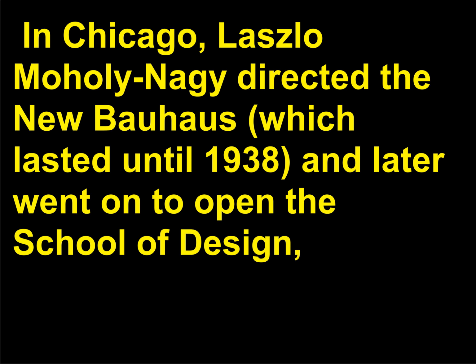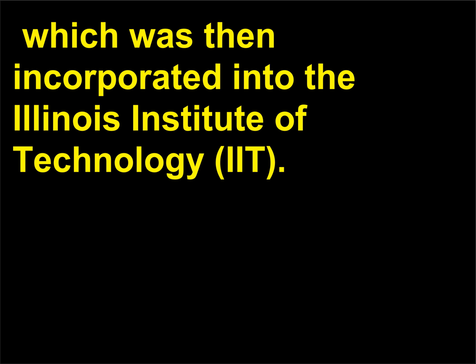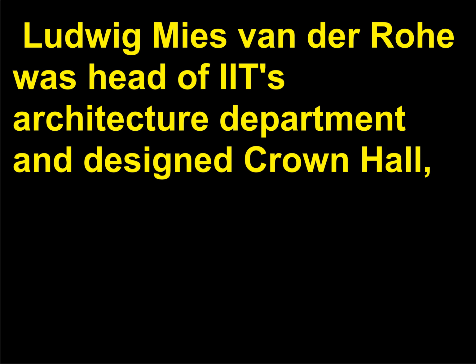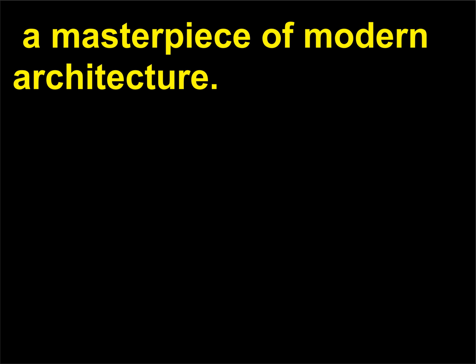In Chicago, Laszlo Moholy-Nagy directed the New Bauhaus, which lasted until 1938, and later went on to open the School of Design, which was then incorporated into the Illinois Institute of Technology, IIT. Ludwig Mies van der Rohe was head of IIT's architecture department and designed Crown Hall, a masterpiece of modern architecture.